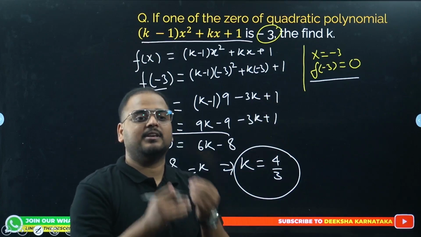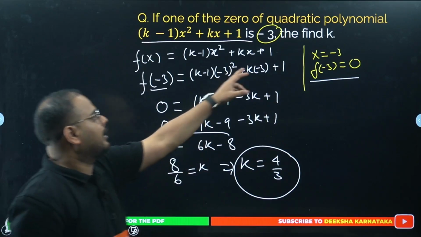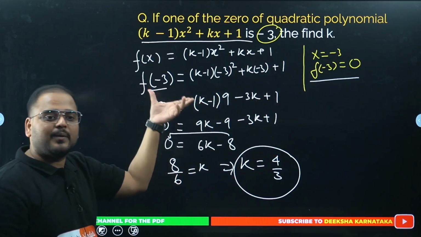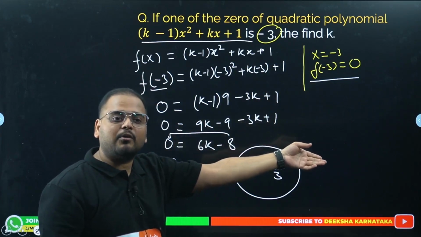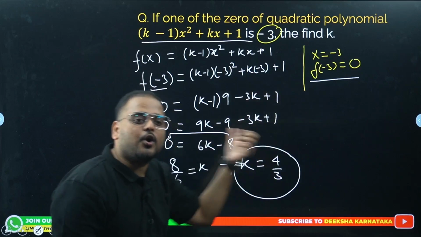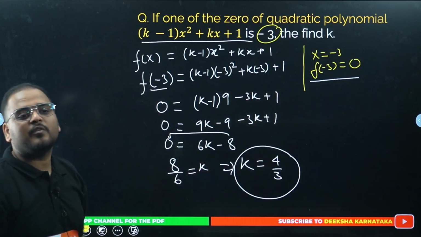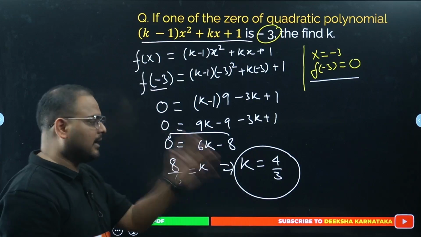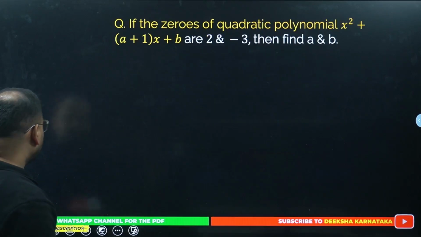Question done. Very easy. What did we do? Nothing. X equal to minus 3 they gave, the zero. Put it in the expression of the polynomial. We know it is going to give the outcome as 0. We have taken the outcome as 0, simplified the linear equation, solved the linear equation. k is 4 by 3. Done. Move on. Come on.